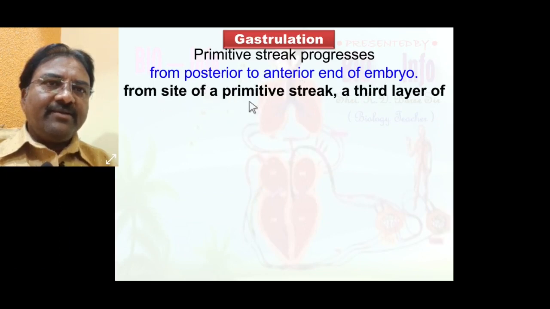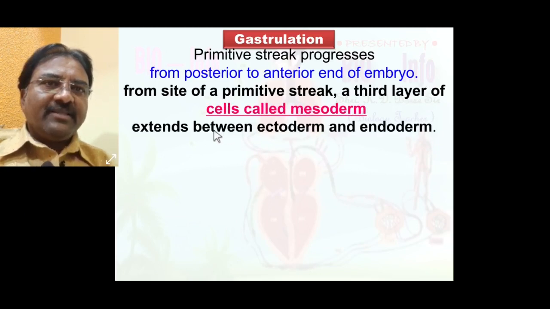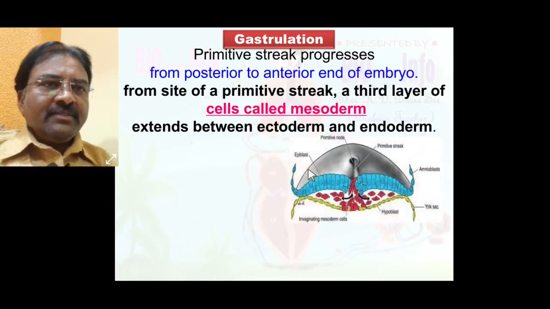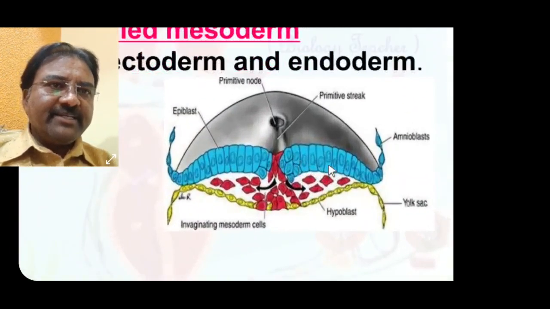From the side of the primitive streak, a third layer of cells called mesoderm extends between the ectoderm and endoderm. Seen here is a diagrammatic representation. This is the ectodermal layer and this one is the endodermal layer. This is the primitive streak.